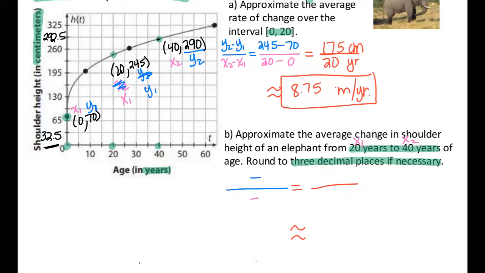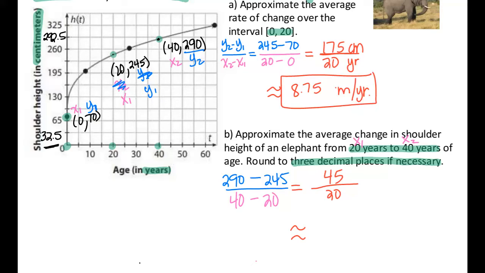Can you set it up for me, please? How did you subtract? 290 minus 245 over 40 minus 20. Awesome. Thank you. Okay, and then when you subtracted, what fraction did you get? When you subtracted, what did you get? I got 45 over 20.